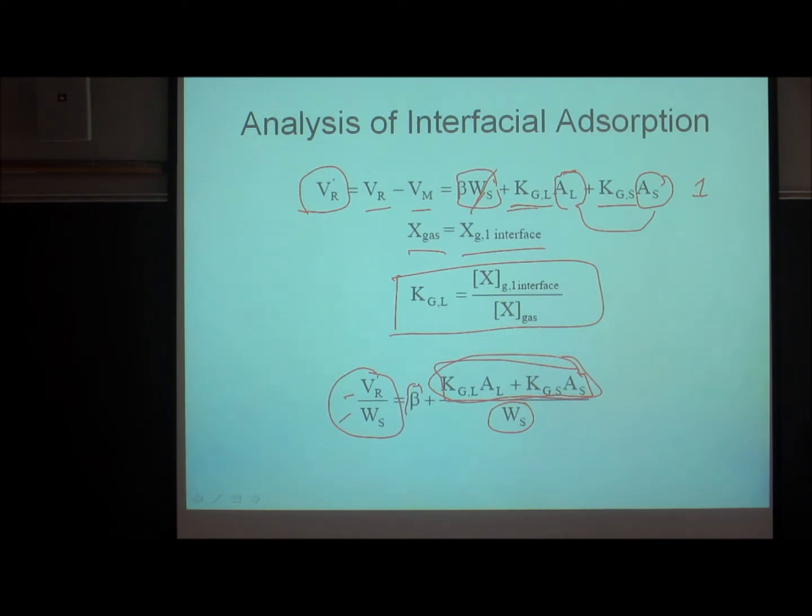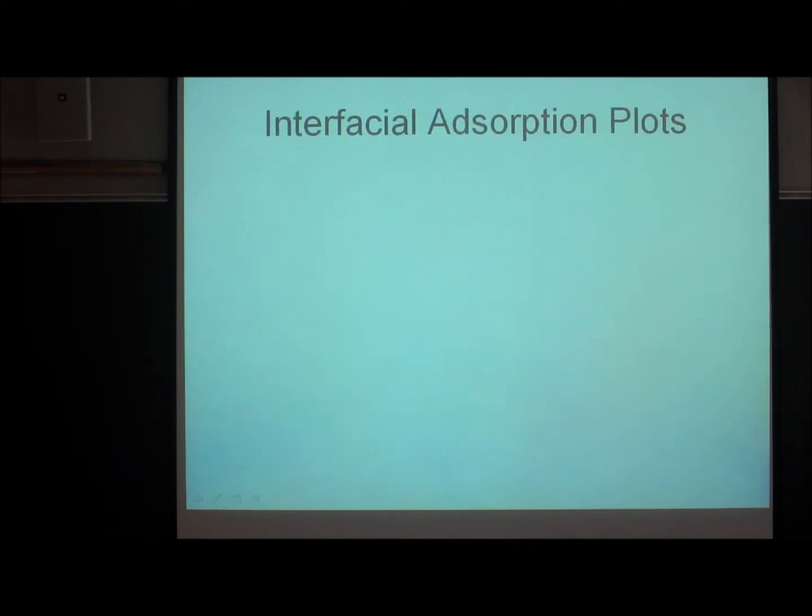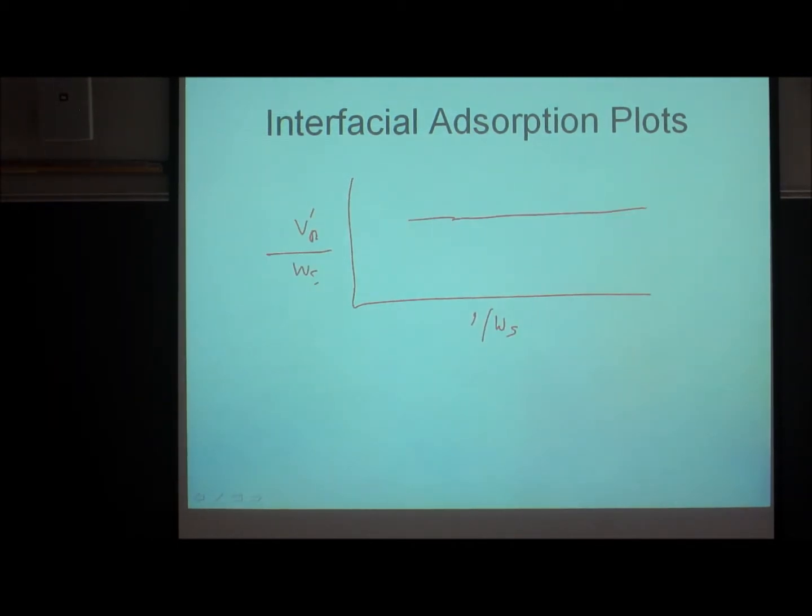But if you have interfacial adsorption, then a plot of VR divided by WS versus 1 over WS is going to have a slope to it, and it's got to be a positive number. So if we have VR, interfacial adsorption is going to look like that.